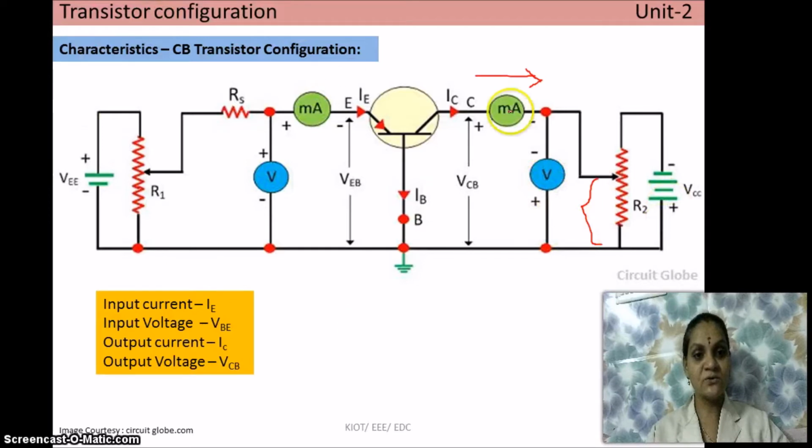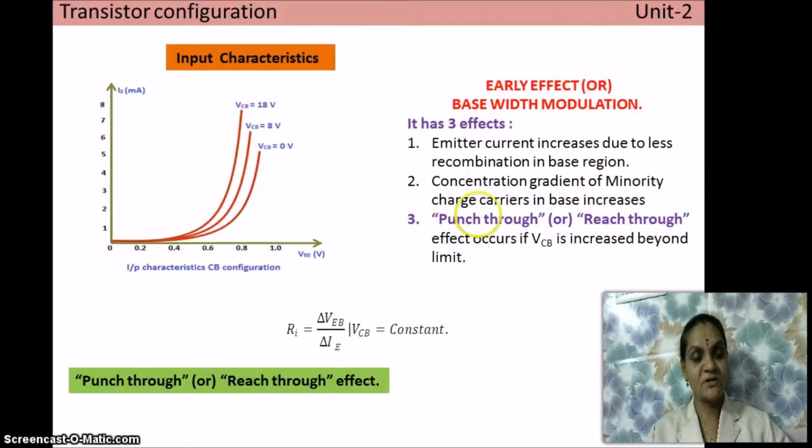So this is the circuit diagram we are going to use for plotting the input characteristics and output characteristics of a common base configuration of a transistor. Right, let's see how the characteristics can be plotted. As I already told you, there are two characteristics we need to plot. One is the input characteristics and another one is output characteristics. First one is input characteristics.